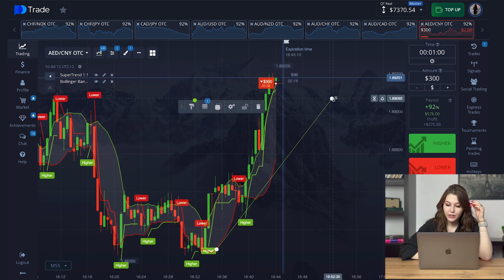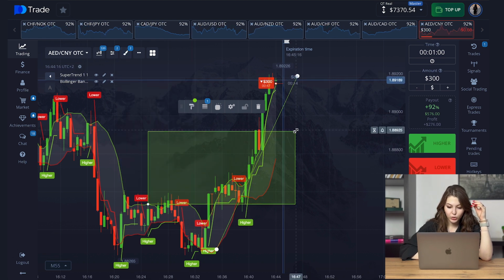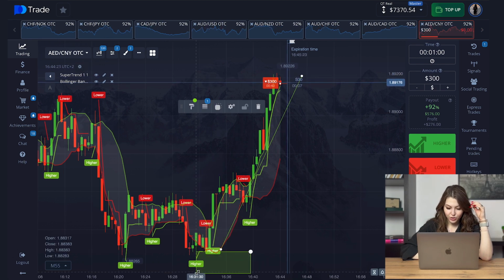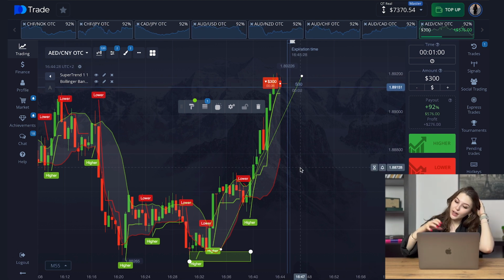What we can see, we had the very big maximum right here. It's very clear, you can see it by yourself, and we had the support zone downwards right there. I think that is very interesting, as you can see for yourself. And now we're trying to push price downwards.